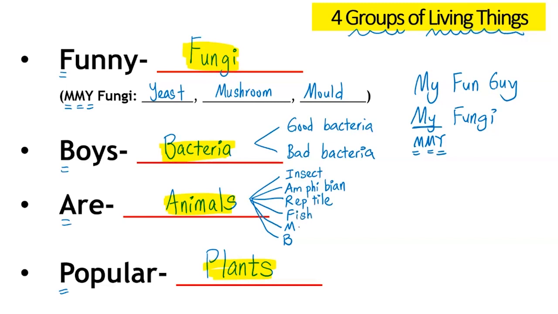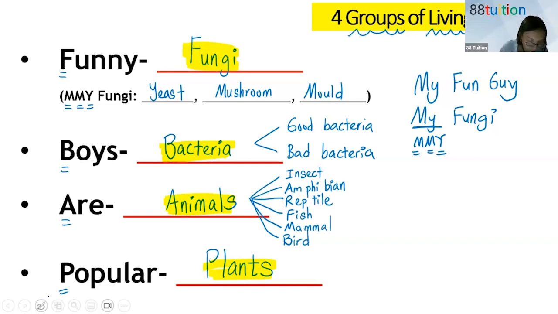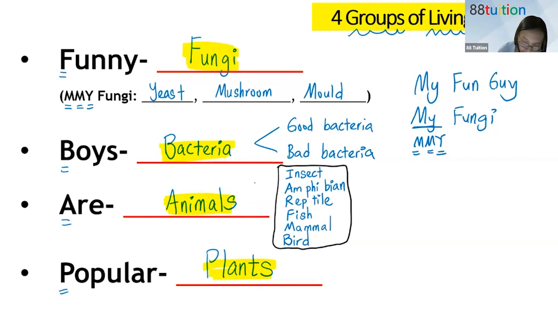Fish is an animal group. Then mammal is an animal group. And finally, bird. All right, all these are animal groups. So let me box it up. You must have the word groups. Those in yellow are living thing groups. So fungi is a living thing, bacteria is a living thing, animal is a living thing, plant is a living thing. But under animals, there are different animal groups.